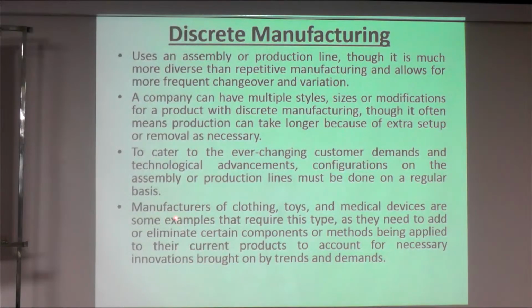Like manufacture of clothing, toys. Okay, in toy manufacturing, they may not produce similar types of toys, or medical devices are some examples that require this type, as they need to add or eliminate certain components or methods applied to their current products to account for necessary innovations brought on by trends or demands. So now you are producing a particular type of toy. Maybe you need to change the design a little bit so that some new processes may be added, some processes may be deleted. Similarly, clothing design also. So there you should be ready for any innovations.